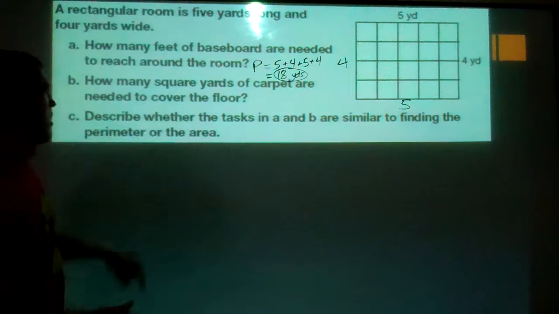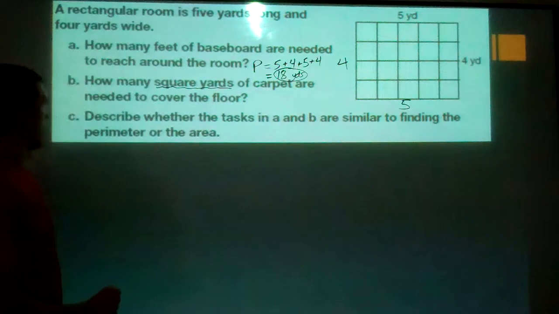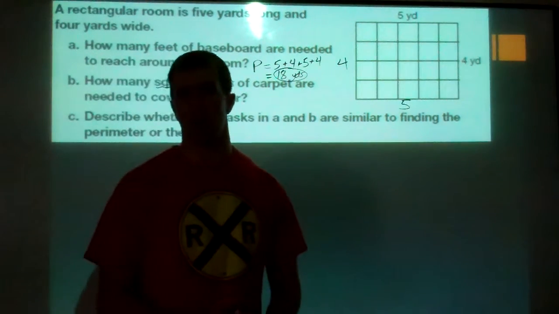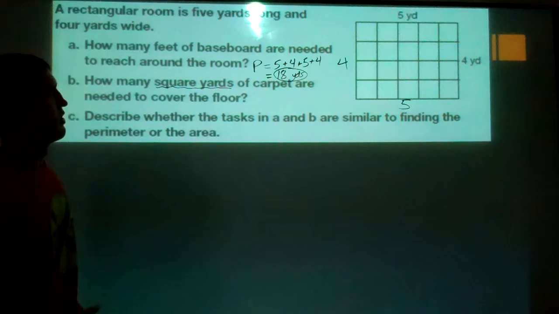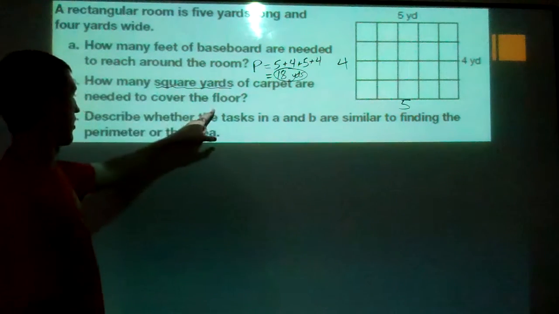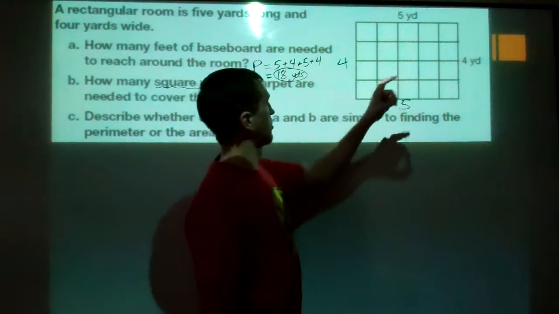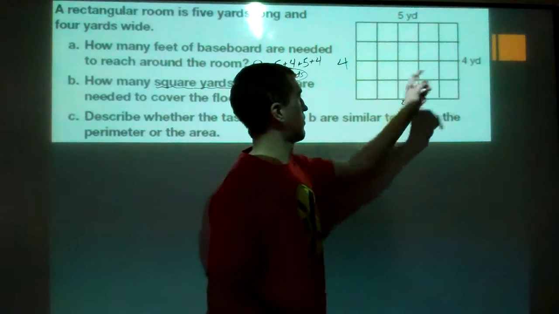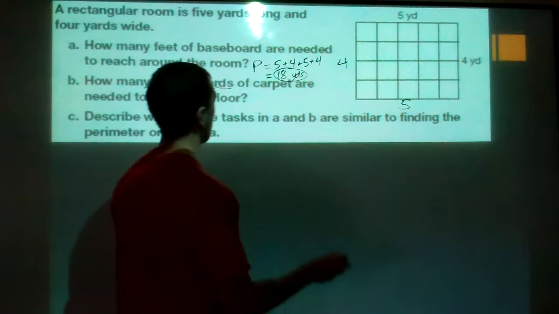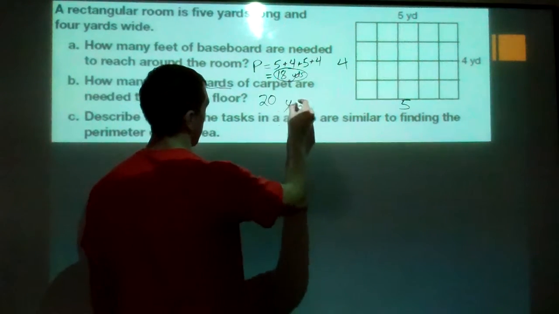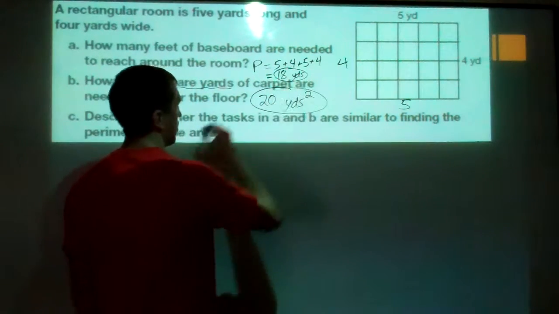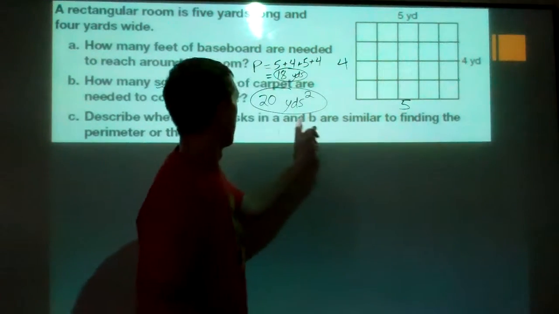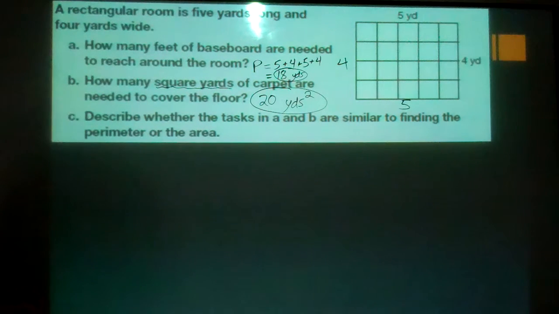Alright, how many square yards of carpet are needed to cover the floor? Whenever they're talking in square units, that means we're talking area. Area is always in square units. Well, for now, we're going to go ahead and count. So we got 1, 2, 3, 4, 5, 6, 7, 8, 9, 10, 11, 12, 13, 14, 15, 16, 17, 18, 19, 20. So we have 20 square yards. Now the shortcut would be to do 5 times 4 and get our square yards of 20, which we will get into.